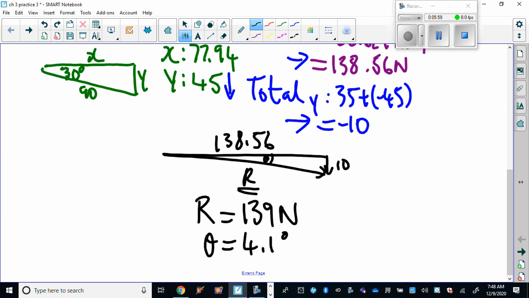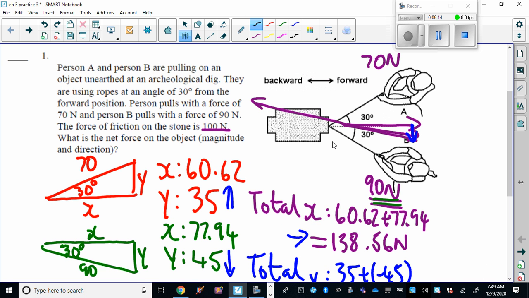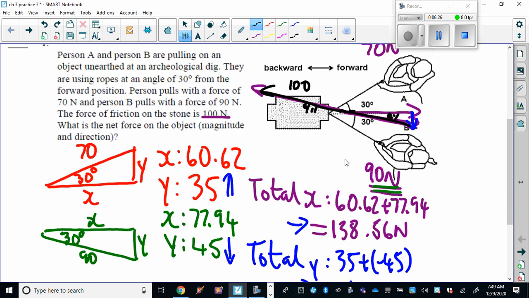Okay, so now we've got the angle, and we've got the direction. It's going to be going 4.1 degrees down, however you want to express that. And now we can take into account the friction. So the friction, let's go back, is going to be going this way, 4.1 degrees that way, and it's 100 newtons.